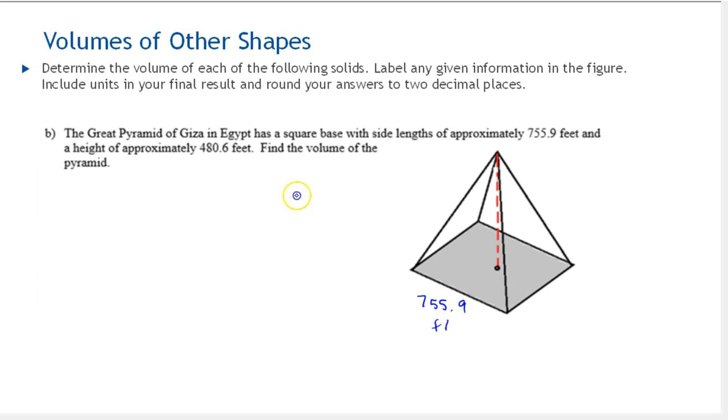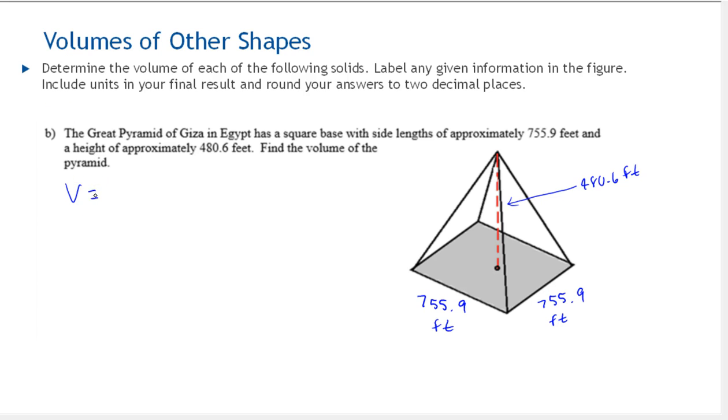755.9 feet. Okay, remember, since it's a square base, all of its sides are 755.9 feet. So I'm just going to label 2 of them. Okay, and the height, which is indicated by the center of the base of the pyramid, and it goes straight up to the pointy part we call the apex, and I'm going to draw an arrow to it, and that is 480.6 feet tall.